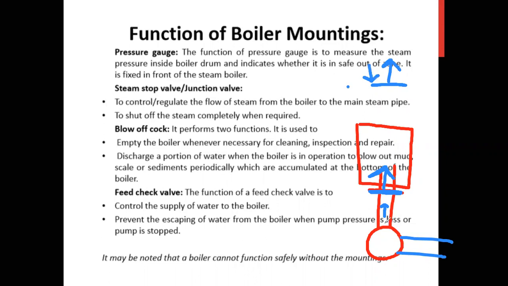Okay, so this is a check valve. It controls the supply of water to the boiler. So using this valve, when the pump pushes the water, the valve opens and the water goes inside the boiler. But when the water tries to push back, the valve becomes closed and the water cannot flow outside the boiler. So that is the main function. It prevents the escape of water.